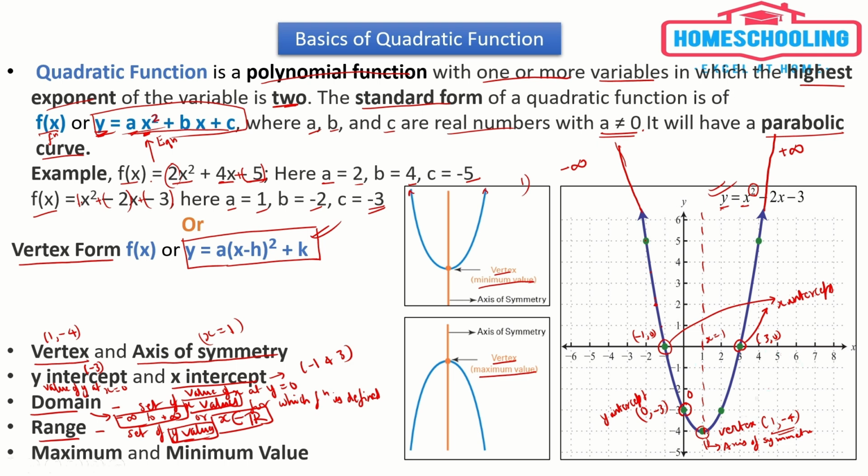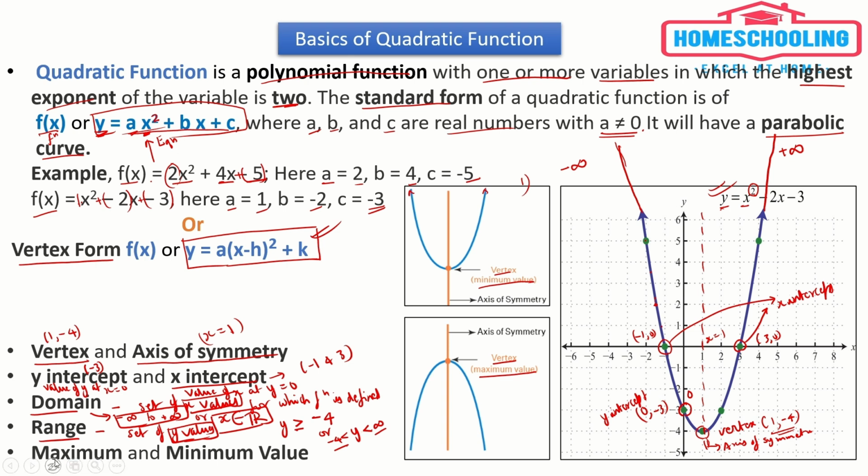So as we can see here, the lowest y value is -4, and the highest it can go up to is infinity. So your range would be y greater than or equal to -4, or it can also be written as y is greater than -4 and less than infinity. So it is from -4 to infinity.